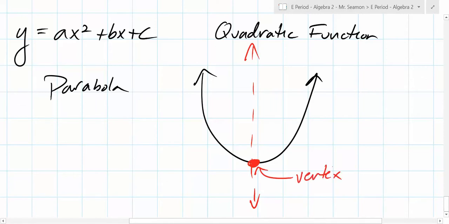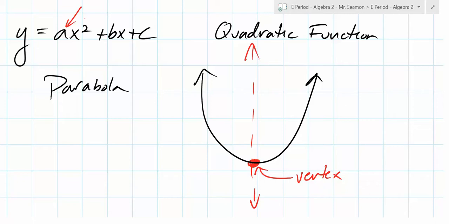Parabolas can face up or down. If a is positive, it faces up. If a is negative, it faces down. The vertex is either the highest or the lowest point. Can a parabola have a highest and a lowest point? No, because this one, does this have a highest point? No, it keeps on going forever, right? If it flips upside down, does it have a highest point? Yeah, the vertex becomes the highest point.